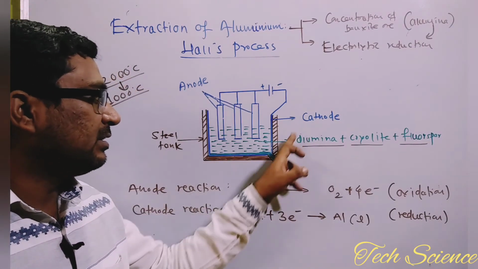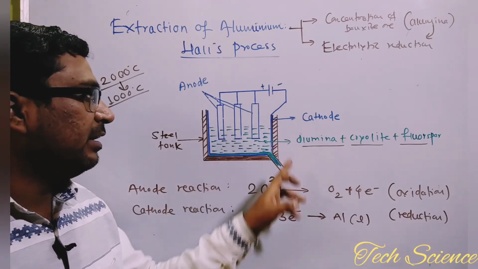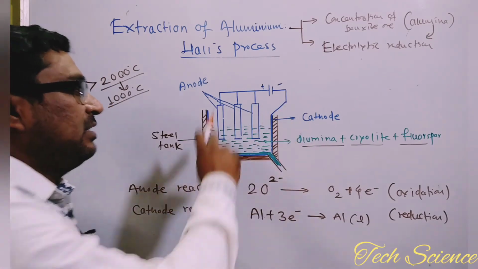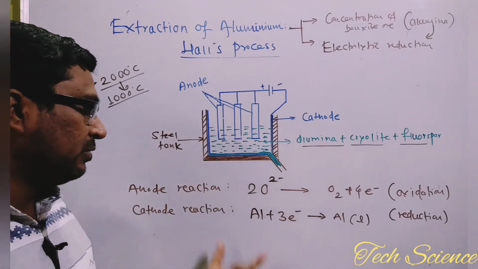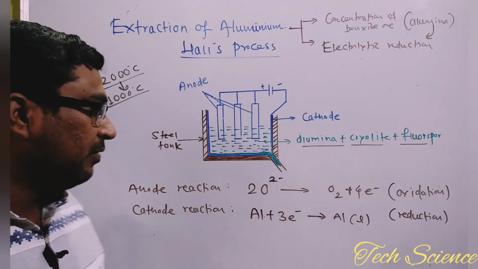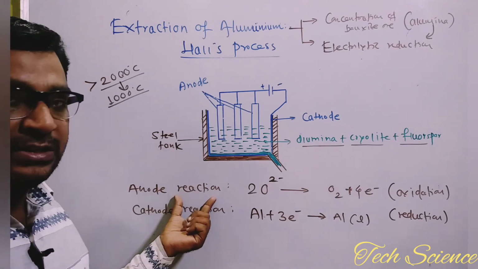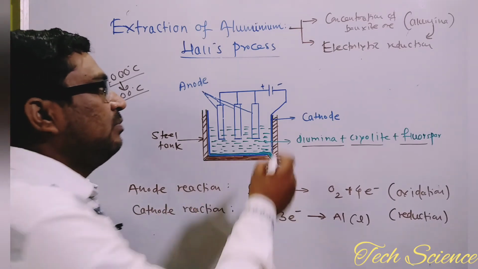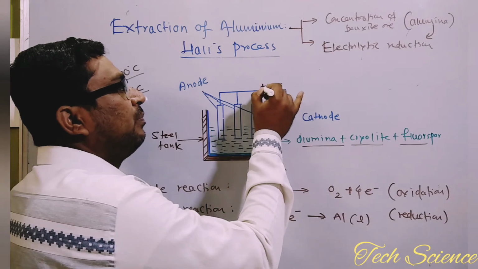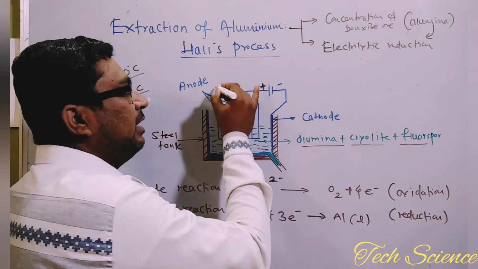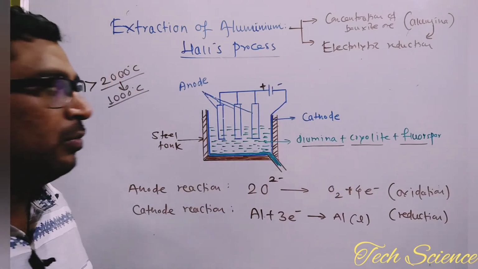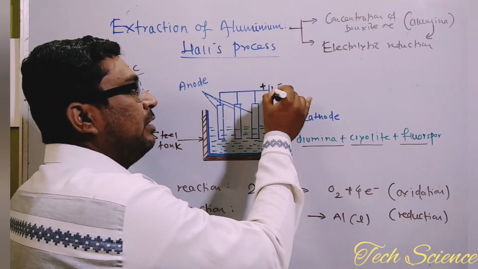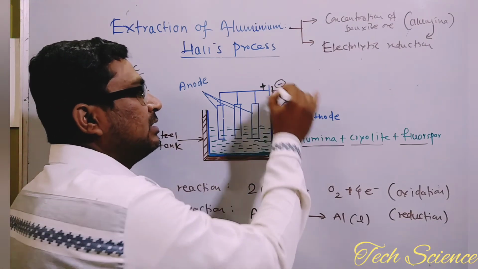As I told you, the cathode and anodes are connected with the help of this battery. On passing the electric current, what happens here? Of course, some reactions occur. What kind of reactions do we have? We have the reaction at the anode region and the reaction at the cathode region. The anode is connected to the plus terminal of the battery, and those connected to the negative terminal of the battery work as a cathode.